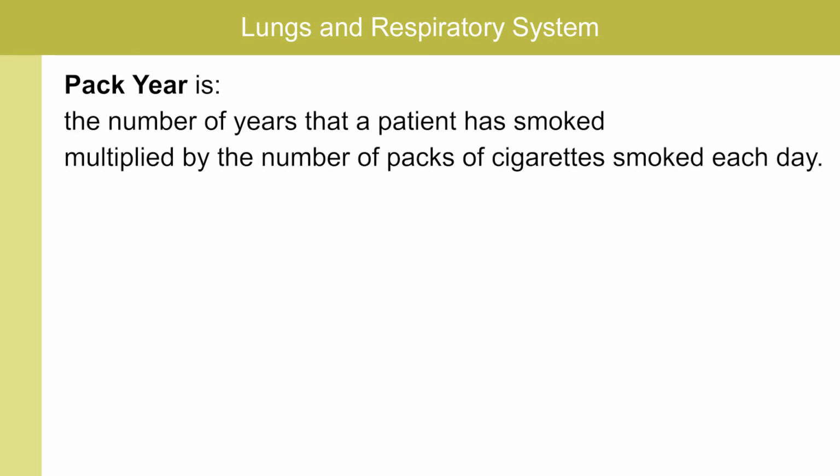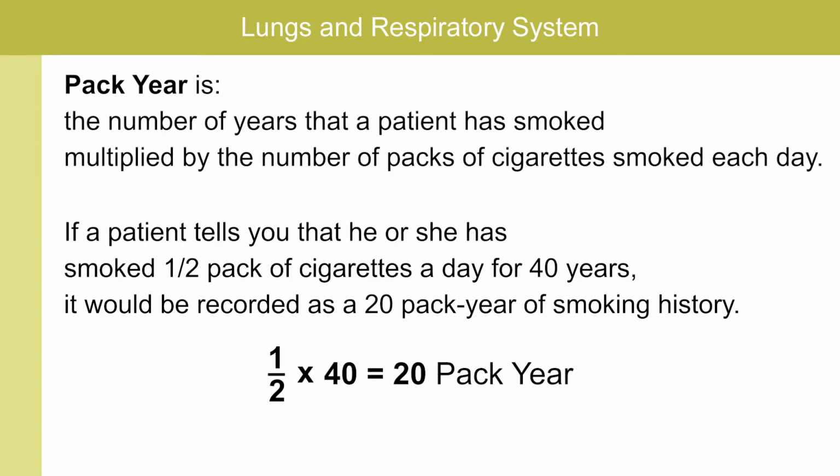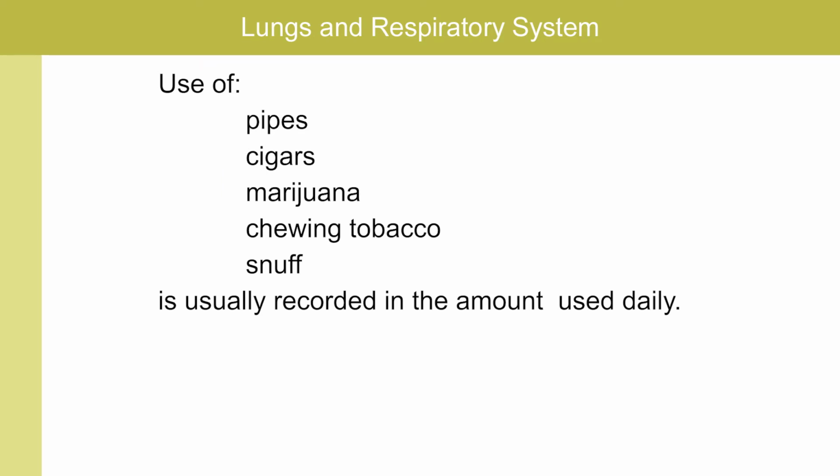A pack year is the number of years that a patient has smoked multiplied by the number of packs of cigarettes smoked each day. If a patient tells you that he or she has smoked half a pack of cigarettes a day for 40 years, it would be recorded as a 20-pack year smoking history. Use of pipes, cigars, marijuana, chewing tobacco, or snuff is usually recorded in the amount used daily.